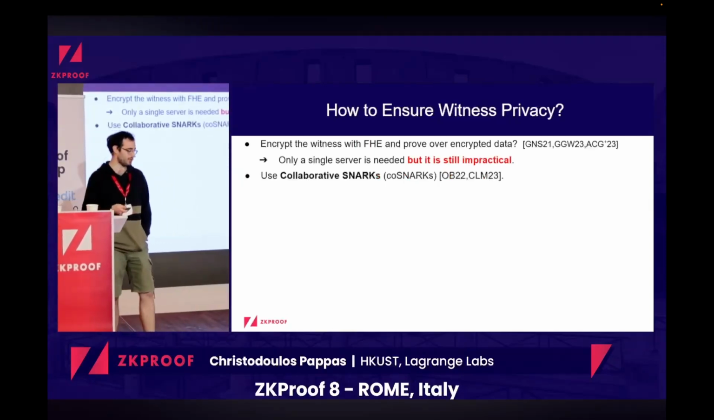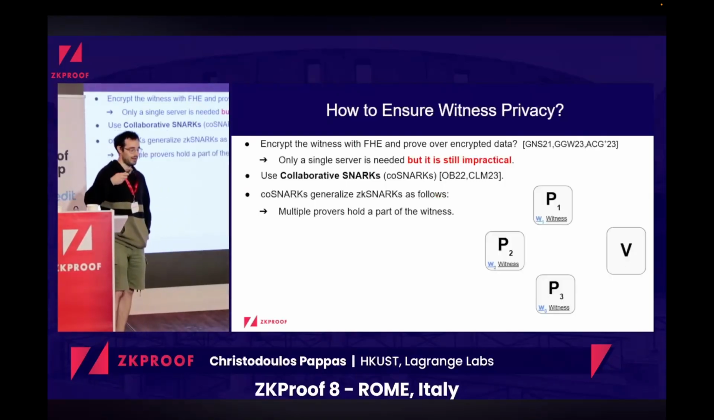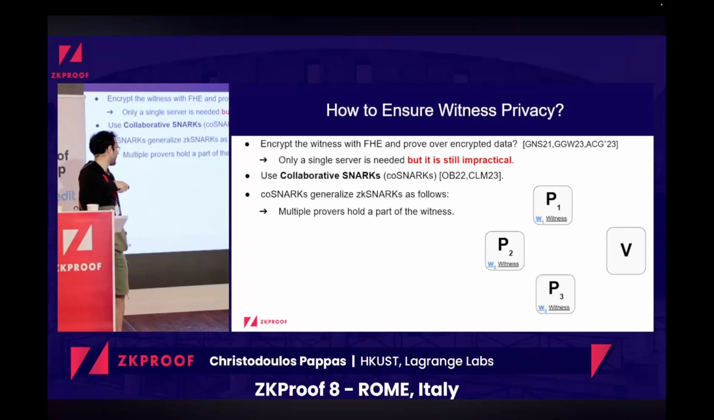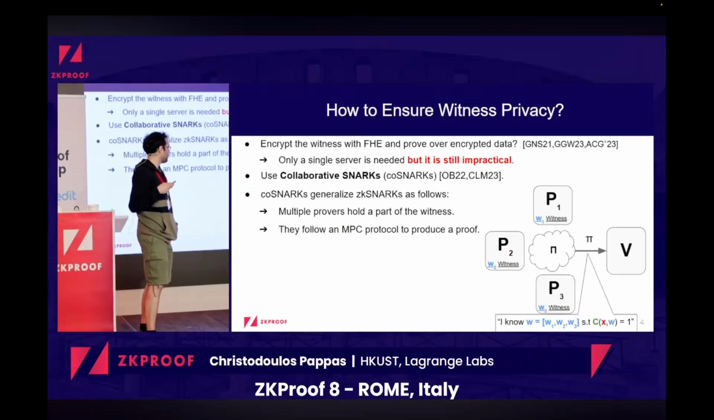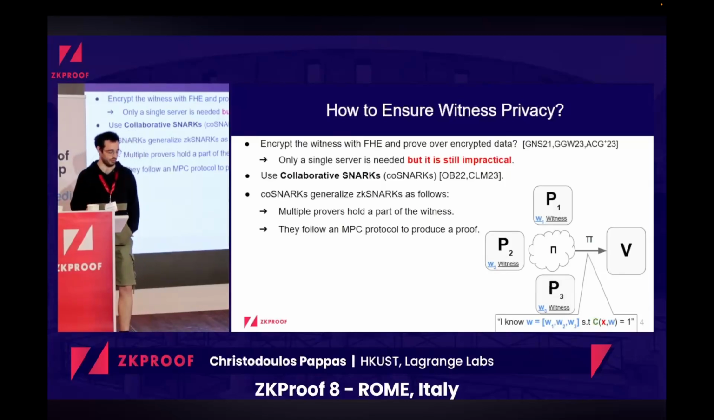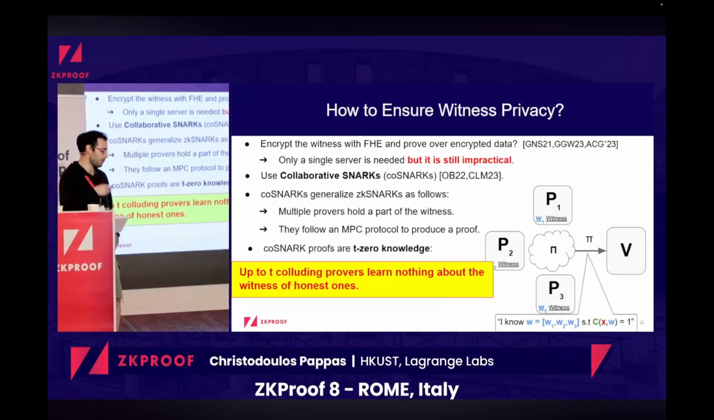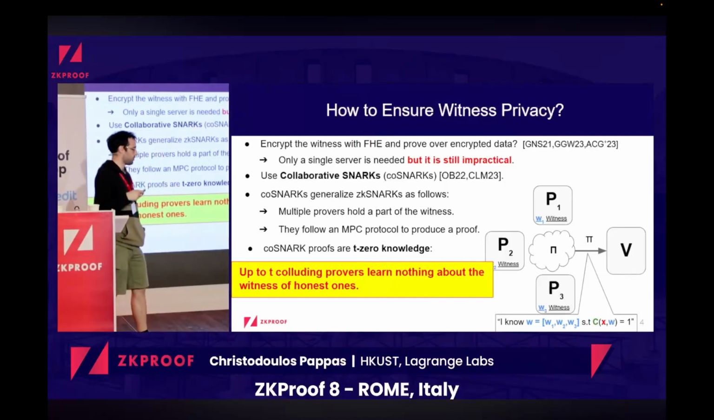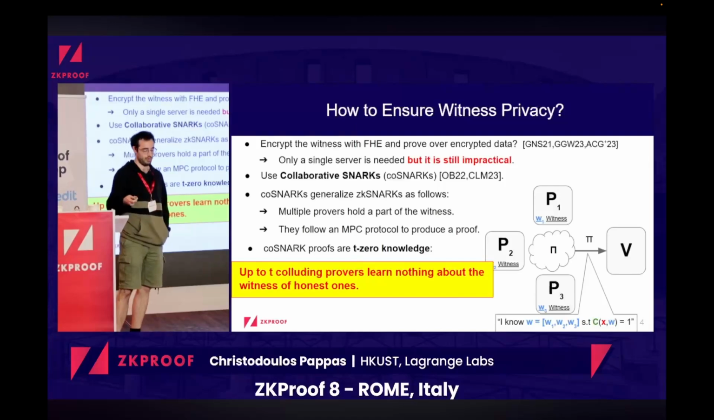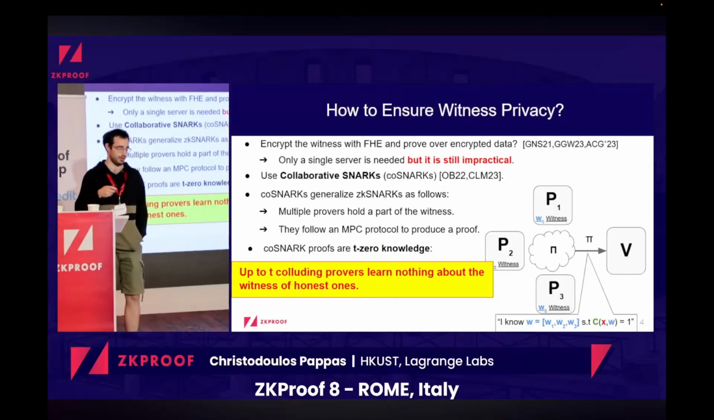Now, the second approach, which is the main focus of this work, is to use collaborative SNARKs. And these are a generalization of ZK SNARKs that enable multiple provers that hold only part of the witness to collaborate using an MPC protocol in order to generate a ZK SNARK proof. And co-SNARKs must have the same security properties as standard ZK SNARKs, but also they should be t-zero knowledge, in the sense that up to t provers should learn nothing about the witness of the honest ones.